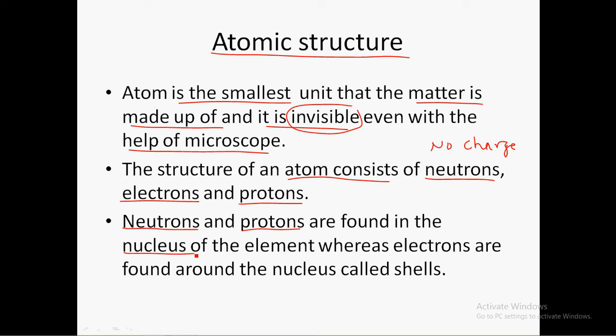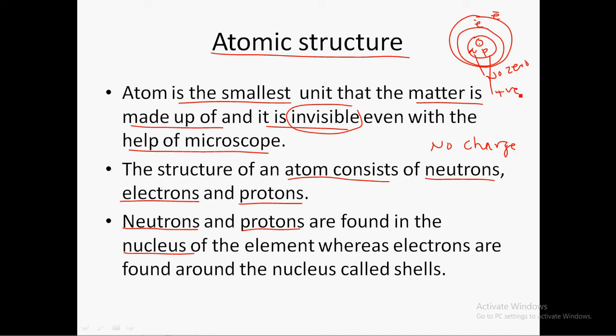So let's draw, for example, the nucleus. Around the nucleus there are orbits, or what we call shells. The electrons are found in the shells around the nucleus. Within the nucleus are the neutrons and the protons. Remember, neutrons do not have charge, they are zero charged particles. Protons are positively charged particles that are found in the nucleus.